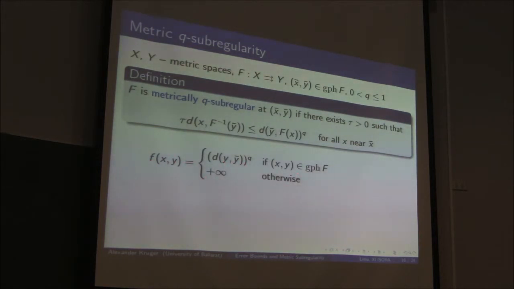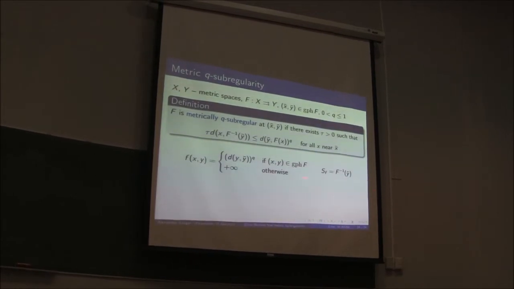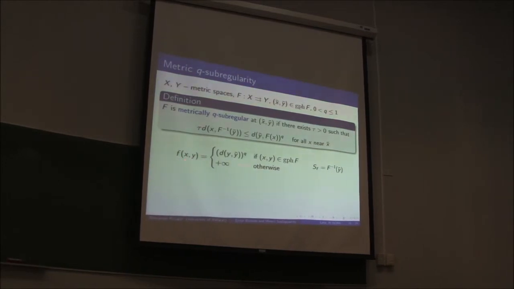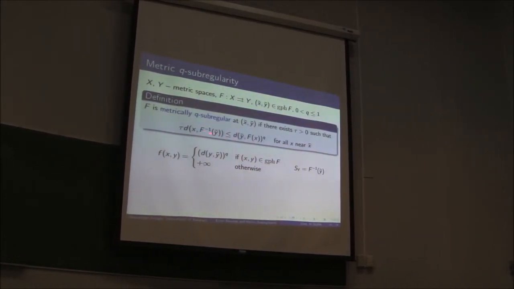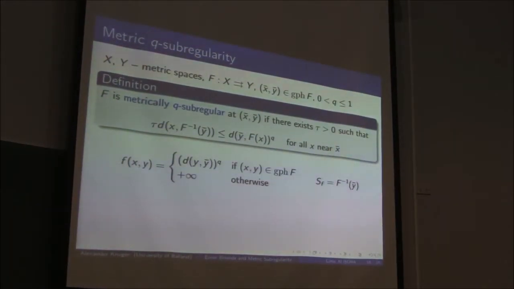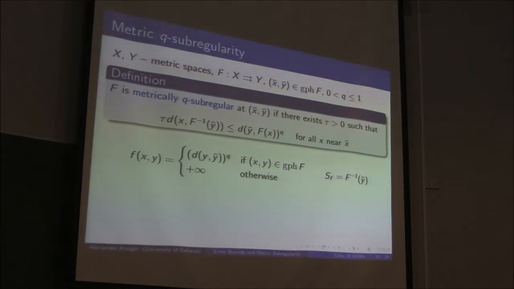And again, this is nothing extremely new. Many people used this trick in the proofs. Now I want to expose this thing. And it is easy to see that this sublevel set for this function, the only inequality, is exactly F minus 1 of y bar. So this allows us to use all the definitions, criteria, and apply to this setting and to really characterize this property of metric Q subregularity.